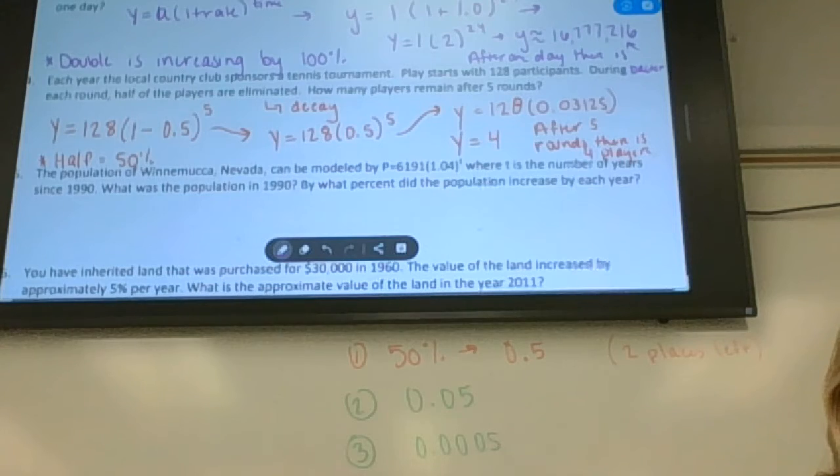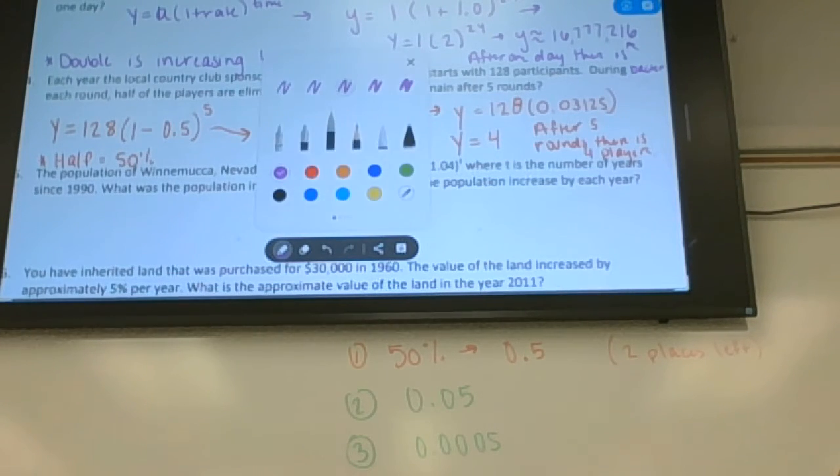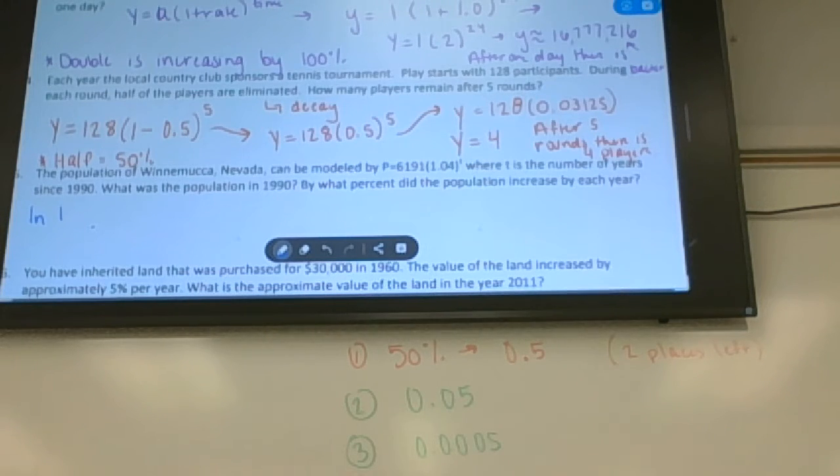The population of Winnemucca, Nevada is modeled by P equals 6,191 times 1.04 to the T. T is the number of years since 1990. What was the population in 1990? You actually don't have to do any math here. You just have to know how to read the formula correctly. Yeah, it would be a 4% increase.